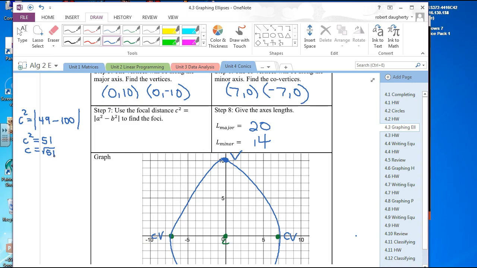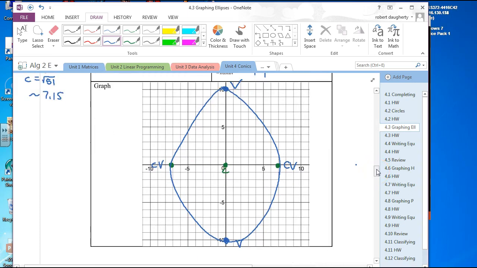Do that on a calculator. So that is 7 point something. About 7.1, so just a little bit over 7. So this is about 7.15. So that means if I'm at the center, which direction will I go to find the focus point? Do I go up or do I go left or right? Where do I go to find the focus? Up, because it's a vertical ellipse. So somewhere right in here is a focus point, 7 point something. And somewhere here, 7 point something is another focus point.